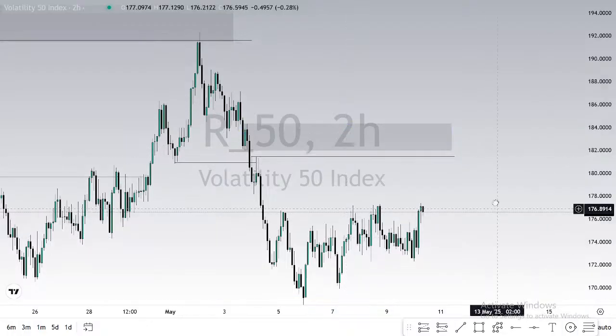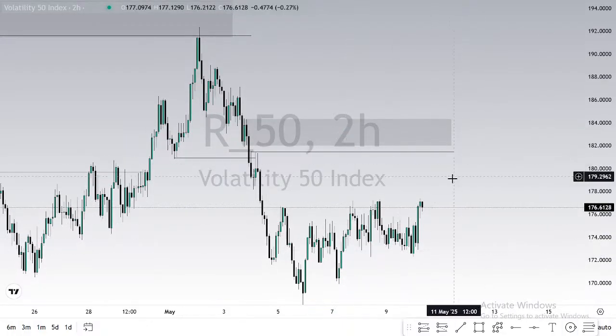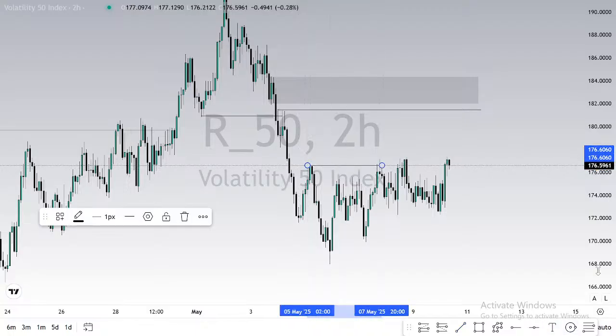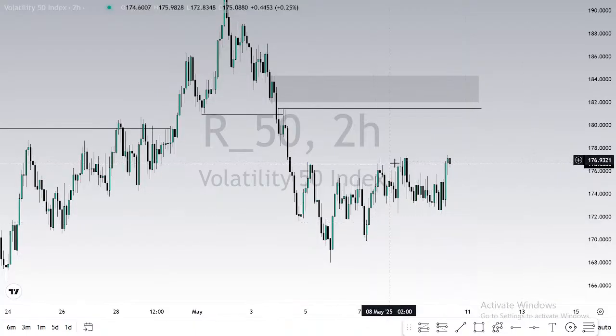I'm not going to be joining this buy setup. The reason is because this eye that was taken out is not a strong eye. To me, it is an inducement. It is just a liquidity for the market. So I'm not going to be marking it as a minor break of structure or as a change of character. I'm not going to be marking it, and that is why I won't be able to join this buy, because the buy is really risky.